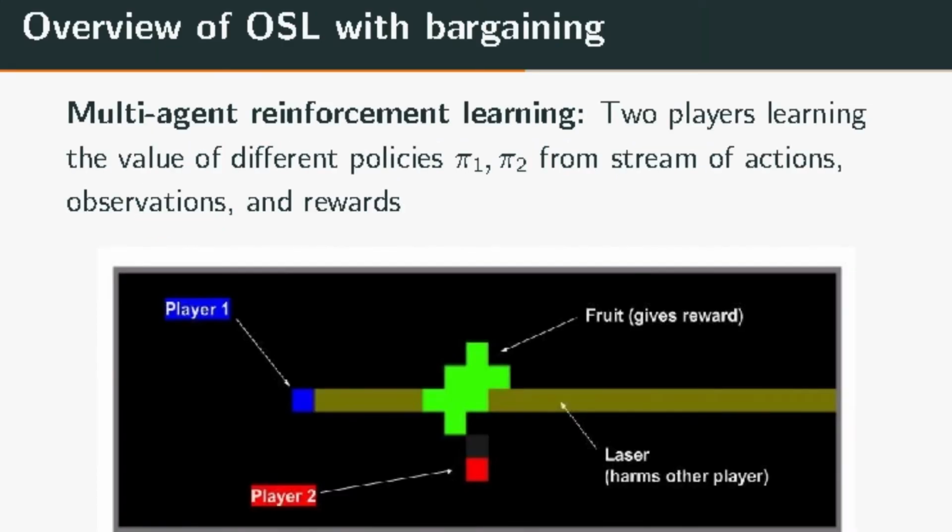Again, the setting is multi-agent reinforcement learning, so we'll just look at a case with 2 agents. And these 2 agents are trying to learn policies which give them high long-term reward in some sense. This is an example of a multi-agent reinforcement learning game. Basically, you have this blue player and this red player, and they're running around trying to gather fruit, which gives them reward, and they're trying to learn policies which allow them to gather a lot of fruit in the long term.